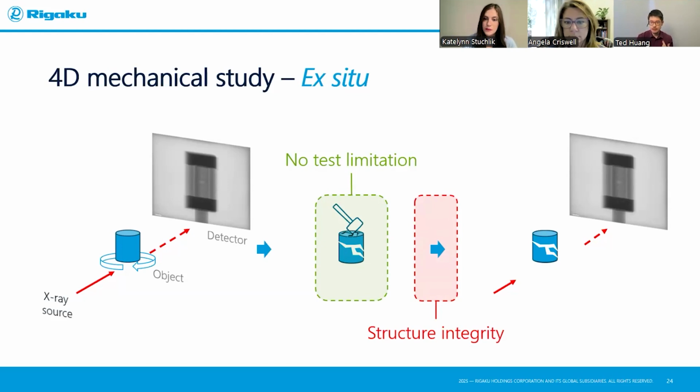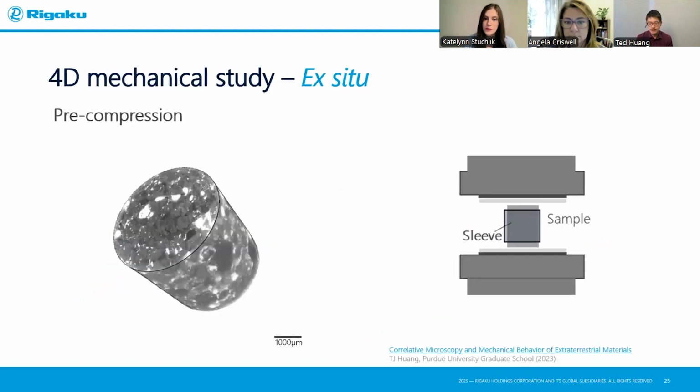So here's an example of ex situ testing. It's actually from my PhD thesis. This is a meteorite rod that I want to compress. On the left is a CT scan before it's being compressed. On the right side is the indication of how I did the compression in a conventional servo-hydraulic jig.